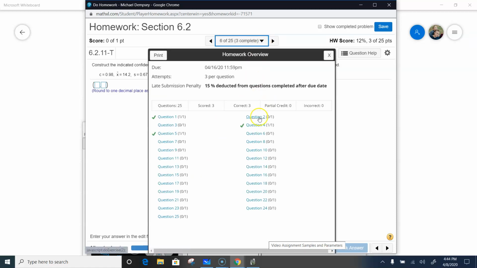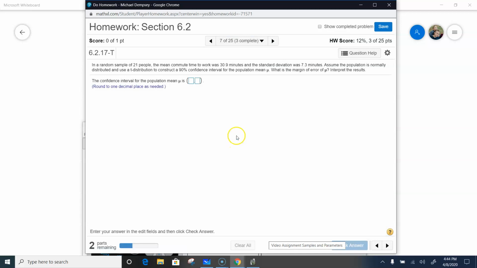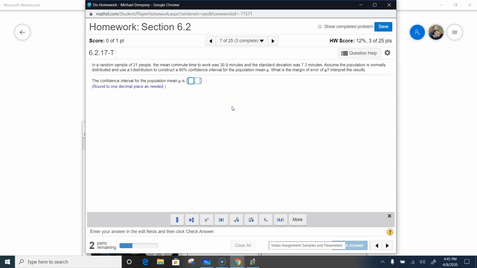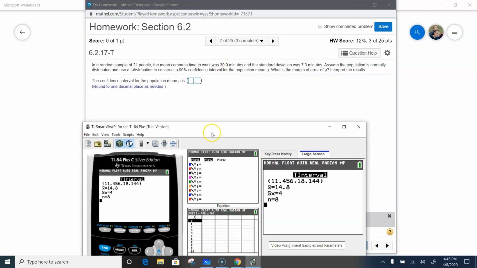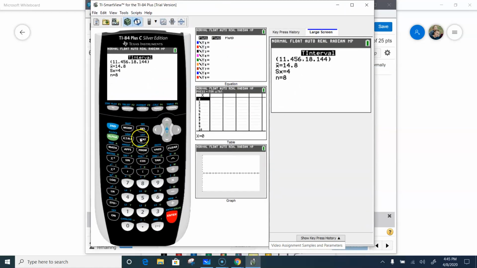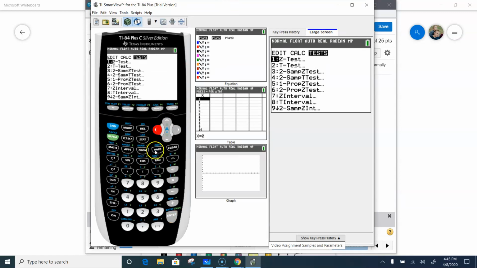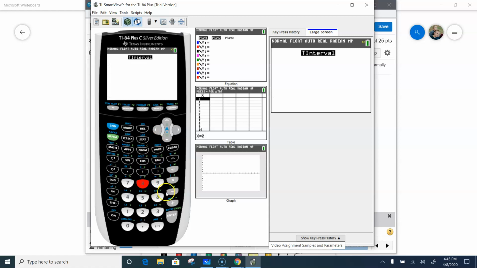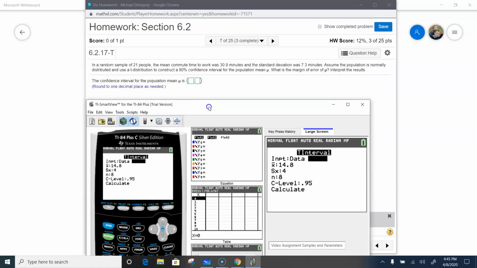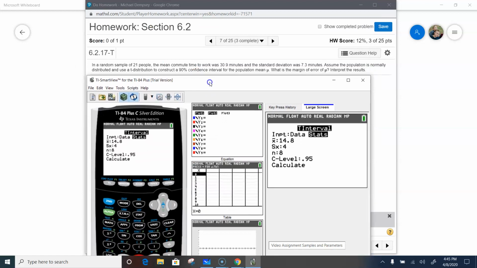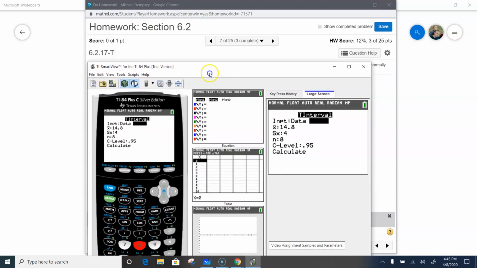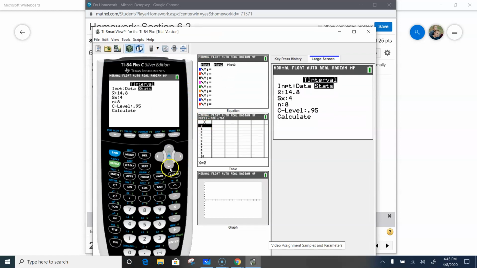Okay, so let me jump. 6 is pretty similar to 5. 7, same deal. We're just going to do 90%, but this one says what's the margin of error, so we'll dive into this one. So the first thing we're going to do is get the confidence interval. So it's going to be very similar to the last one. We want to go to stat, test, and this is our t-interval again. So they give us the stats that we need. Our sample size is 21. The mean is 30.9. The standard deviation is 7.3. So those are the first two things I'll need to start.